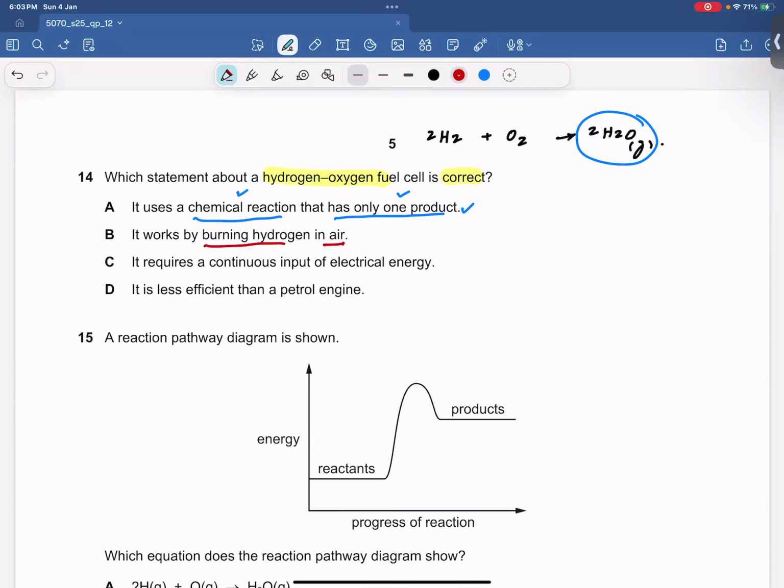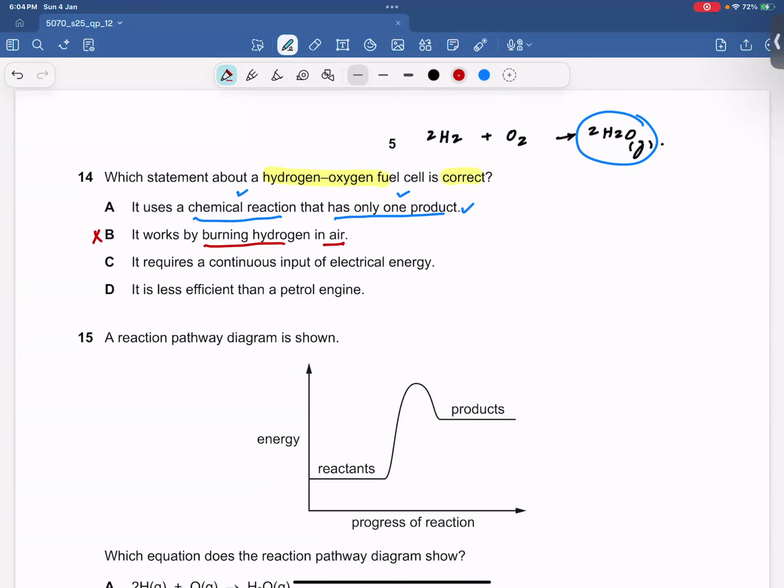No, because if you remember the functionality of the hydrogen oxygen cell, there was an electrolyte of NaOH in the fuel cell, and that NaOH undergoes chemical reactions so that hydrogen and oxygen gas are produced, and these gases then react together to give steam, which means there must be the involvement of the electrolyte in the whole process. So it's not just the burning of hydrogen in air, it's the involvement of an electrolyte like NaOH in the process also, which is why B is incorrect.